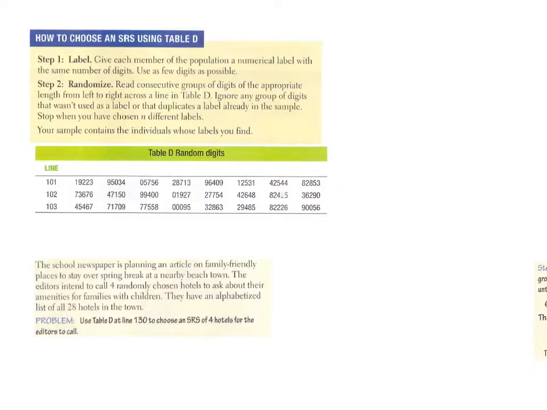Another option you have is using Table D. So when you're doing an SRS using Table D, same as before, if you're using technology, the first thing you need to do is number your population. It's important that every number uses the same number of digits. So 01, 02. Let's say you had a population size of 100. Well, you'd be going 001 through 100 because you need every number to have the same number of digits in it. Then your next step is to randomize.